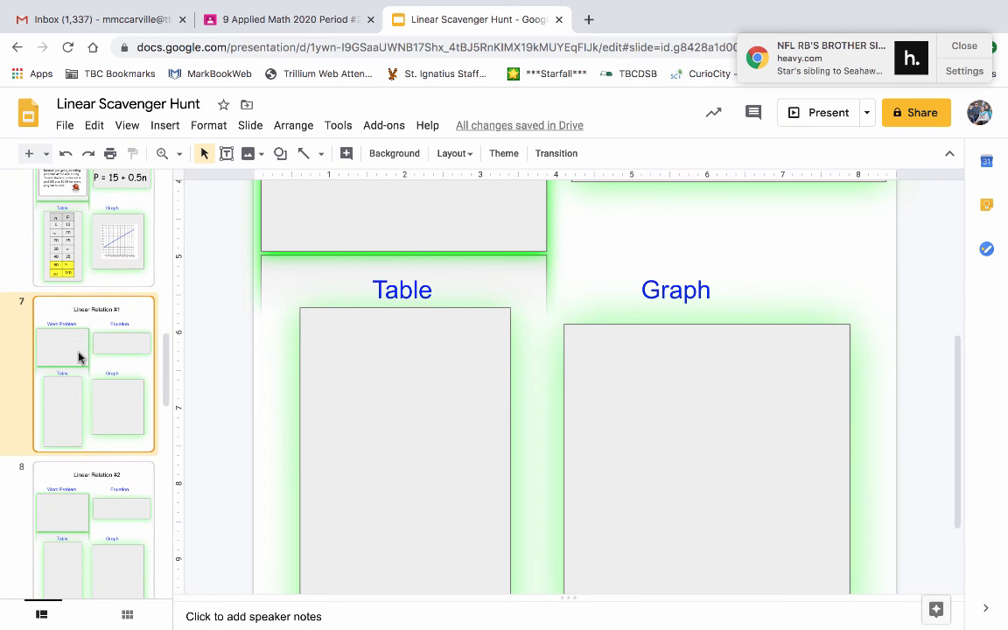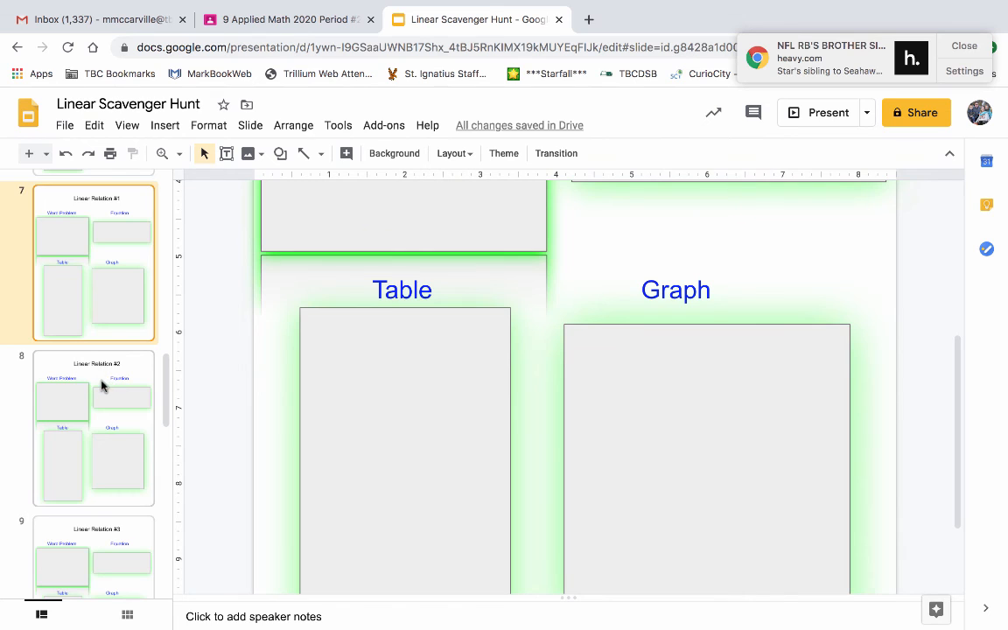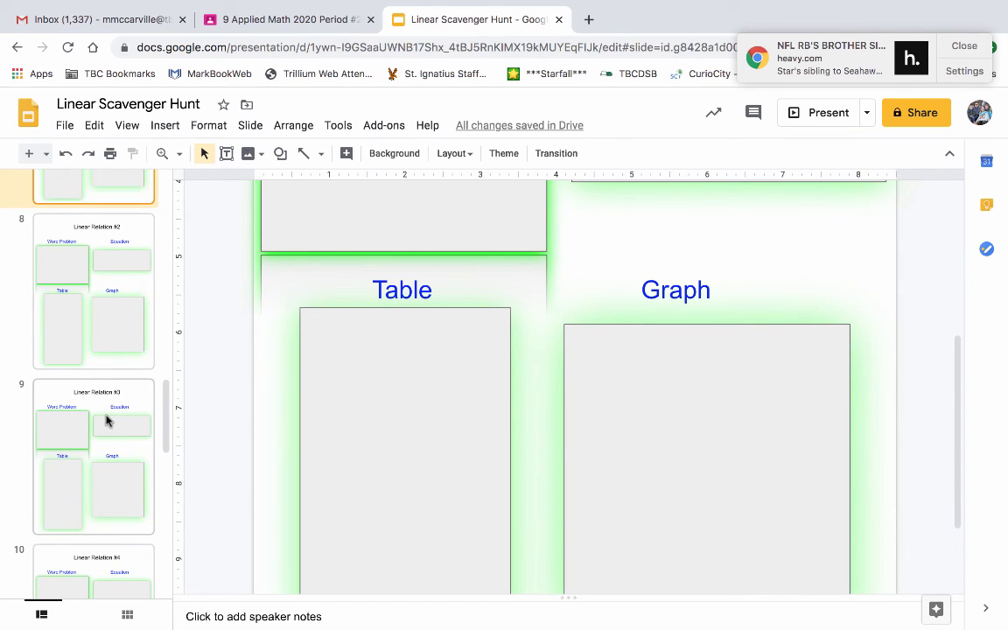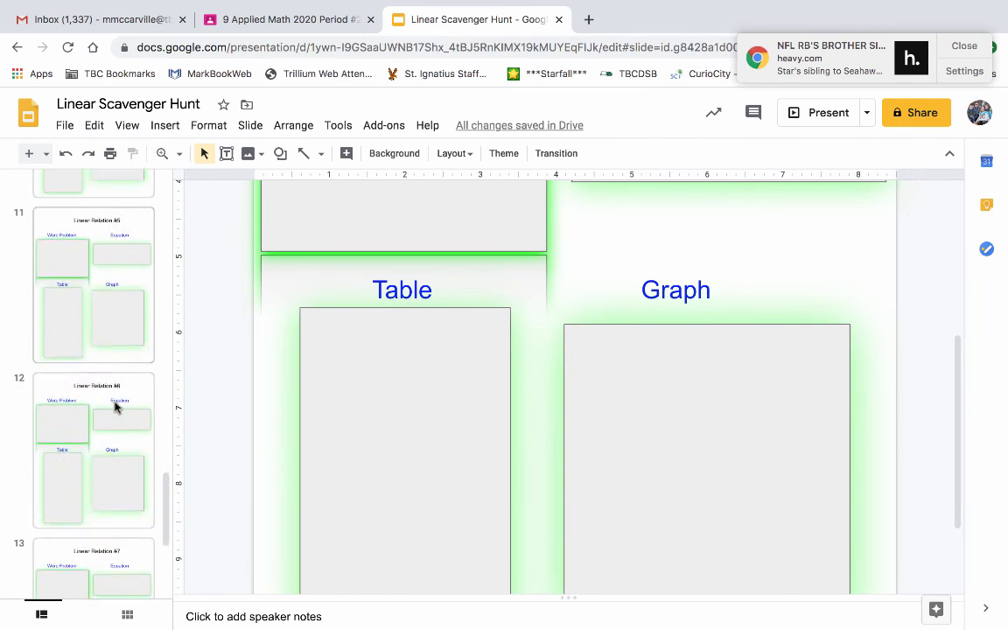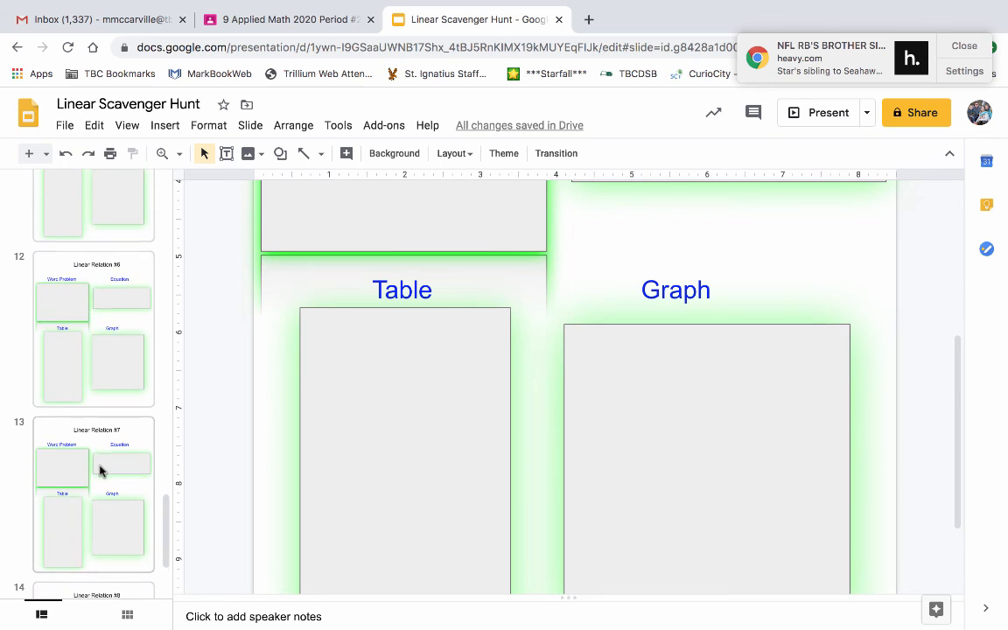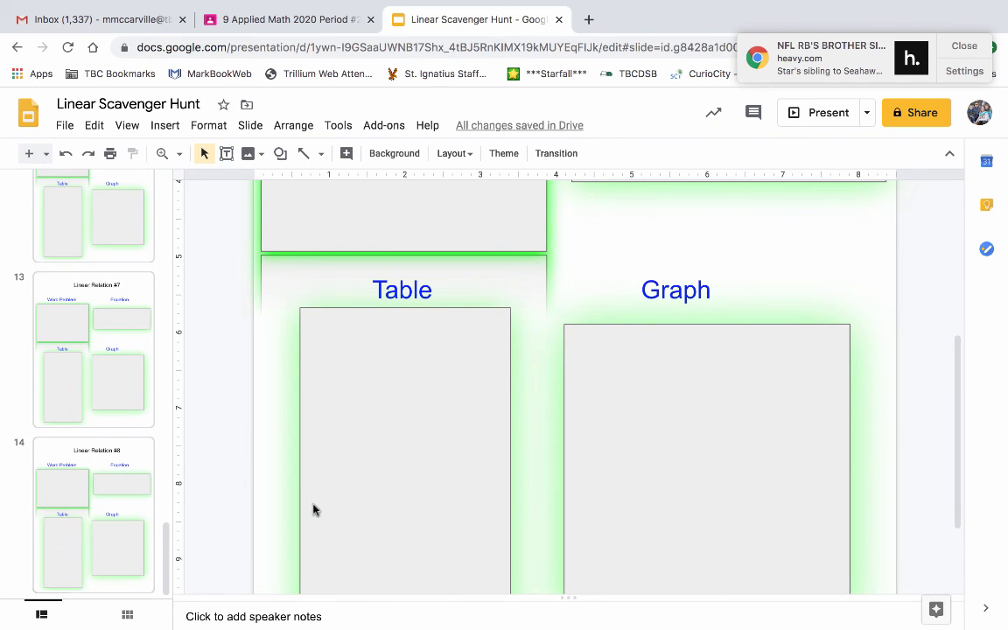So page 7 will be 1, page 8 will be 2, page 9 will be 3, page 10 will have 4, page 11 will have 5, page 12 will have 6, page 13 will have 7, and page 14 will have 8.